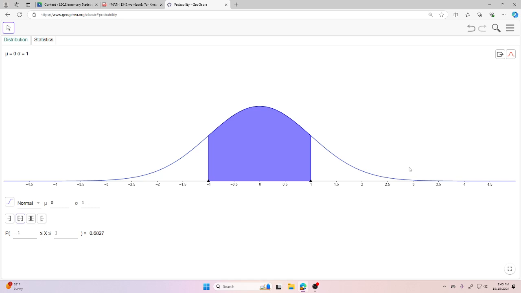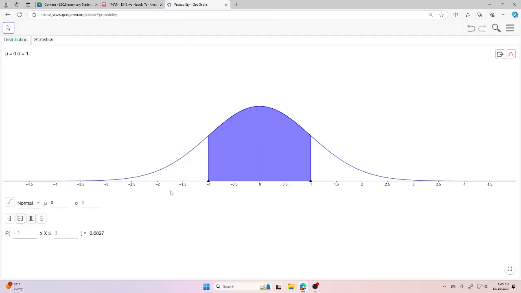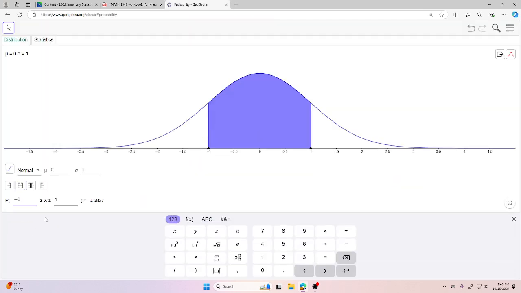Notice that we got at the bottom corner here, -1 to +1, and notice the answer, the probability of the shaded region is 68%. Didn't we just say that? See? Look at that. What if I were to go from -2 to +2? Did I just get 95%? Yeah, pretty interesting, right? So it's basically the same thing.